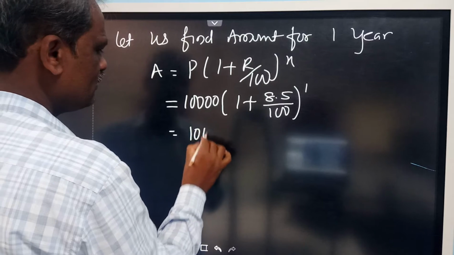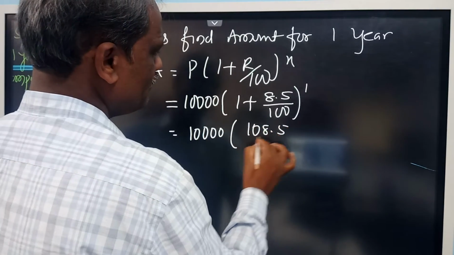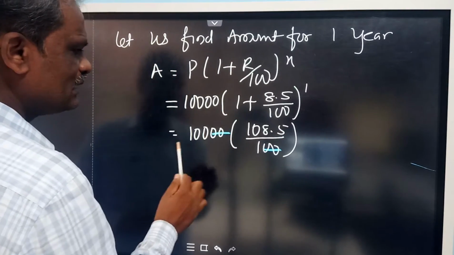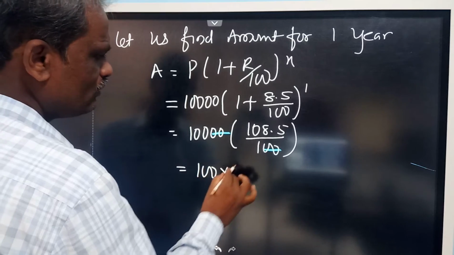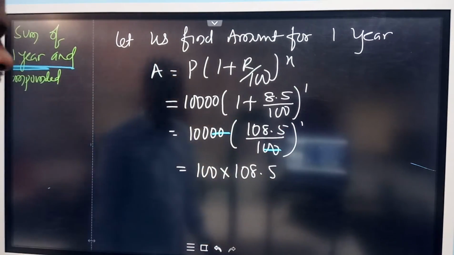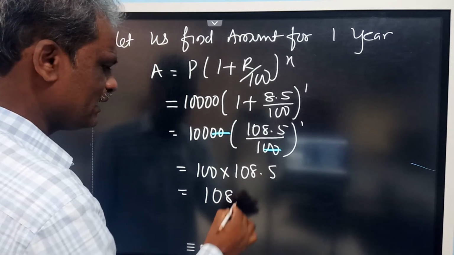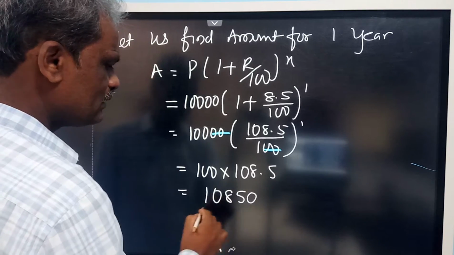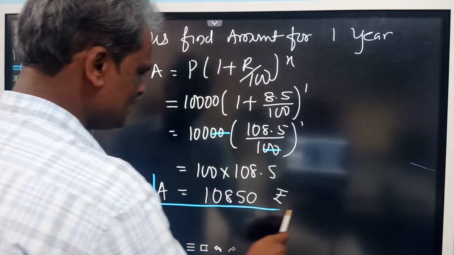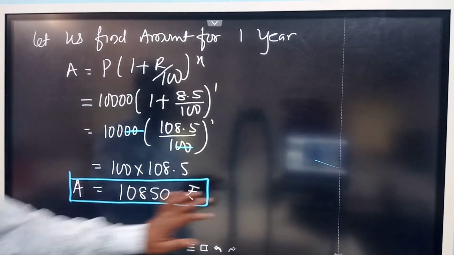So 10,000, this will become 108.5 divided by 100 whole to the power 1. 20 cancels. So 100 into 108.5, whole to the power 1 means same, no change. So when you multiply, this will become 108, 2 digits right side, 50, 10,850 rupees. So this is the amount at the end of the first year. Okay, and this amount will become the principal for the next period.